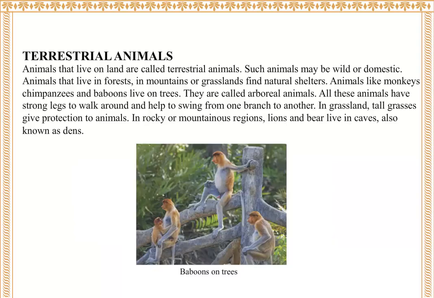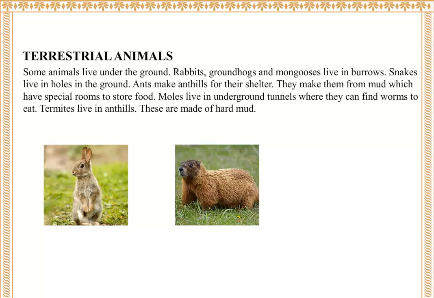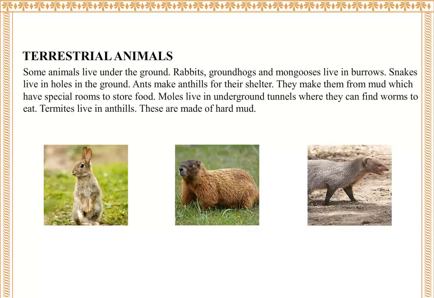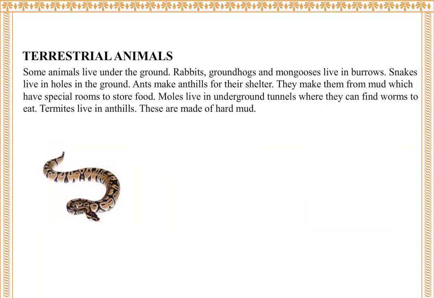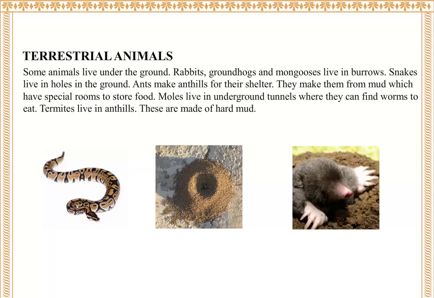Baboons on trees. Some animals live under the ground. Rabbits, groundhogs, and mongooses live in burrows. Snakes live in holes in the ground. Ants make ant hills for their shelter. They make them from mud, which have special rooms to store food. Moles live in underground tunnels where they can find worms to eat.